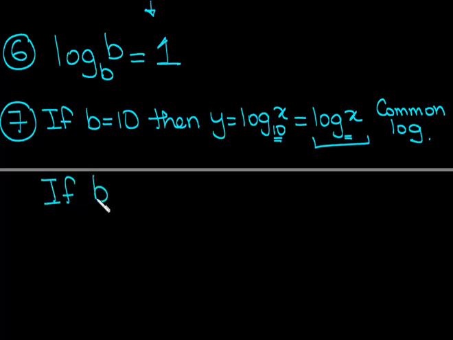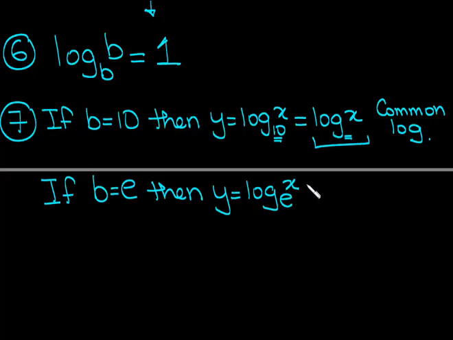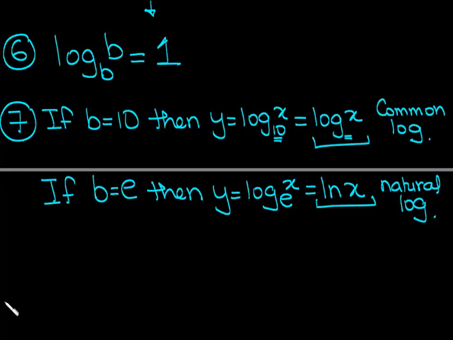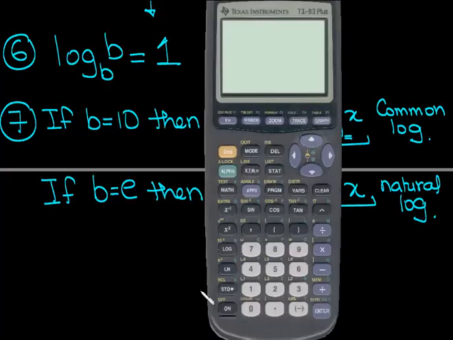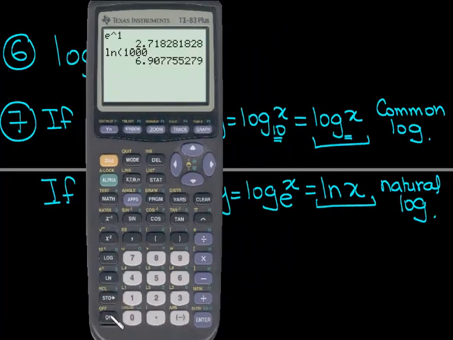Okay, then there's another one. If b is equal to e, if you remember Euler's number, then y is equal to log of x base b can be written as just ln of x. This is called the natural log. So these are the two logs you'll come across the most, and because you come across them the most, they have special notation. Also, you have keys on your calculators for just those two. For example, you notice we have a log key here, that means it's base 10, and out here we have an ln key, that means it's base e.